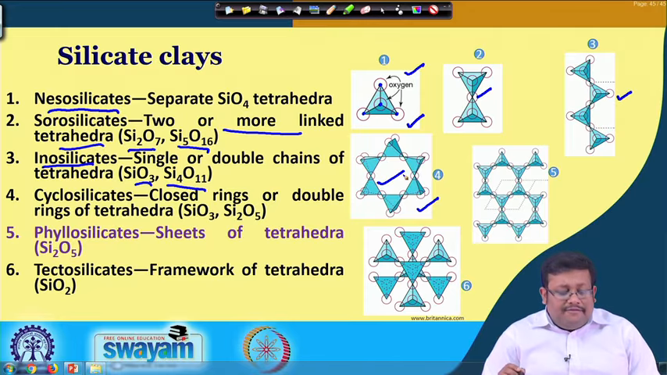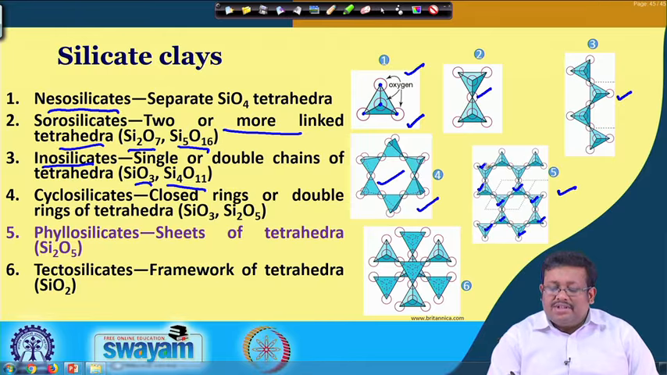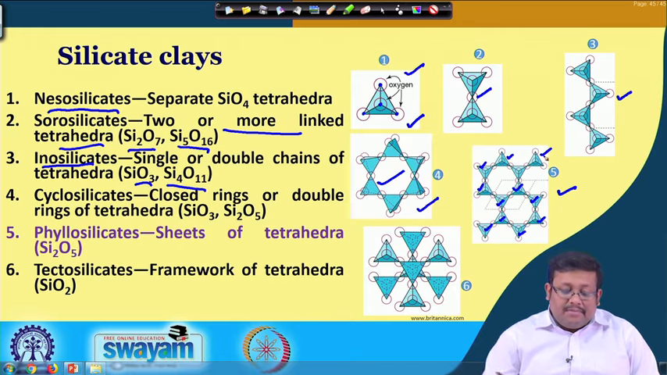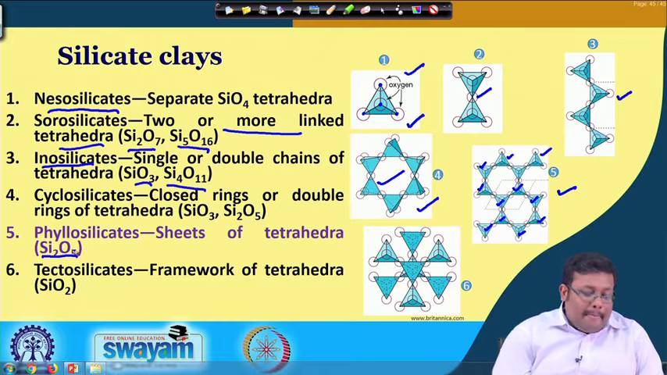And the fifth one is the most important, and this is called phyllosilicates. Now, phyllosilicates basically look like sheets of tetrahedra, and you can see all these tetrahedra are sharing their oxygen to form a sheet-like structure or tetrahedral sheet, and this type of sheet-like structure you can see in the phyllosilicates. And this phyllosilicate name comes from phylla, or leaf-like structure, and the basic unit of this phyllosilicate is Si2O5.